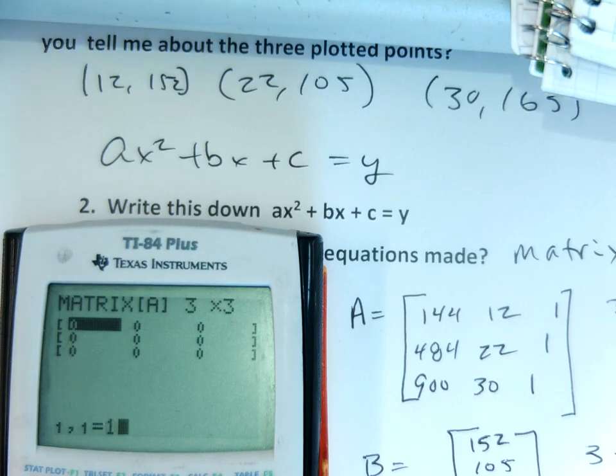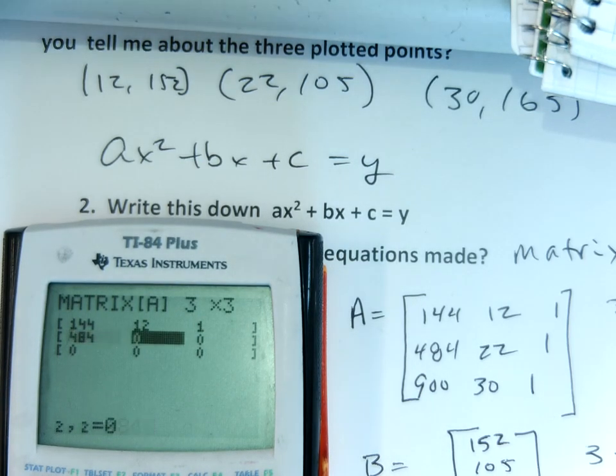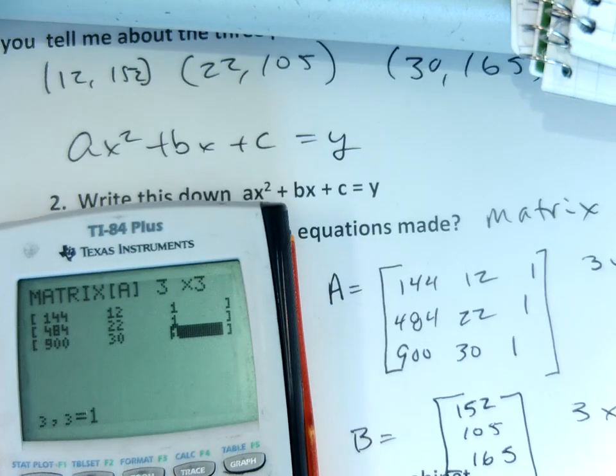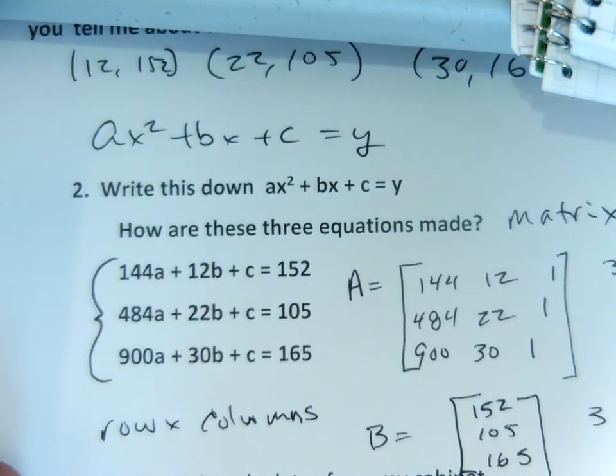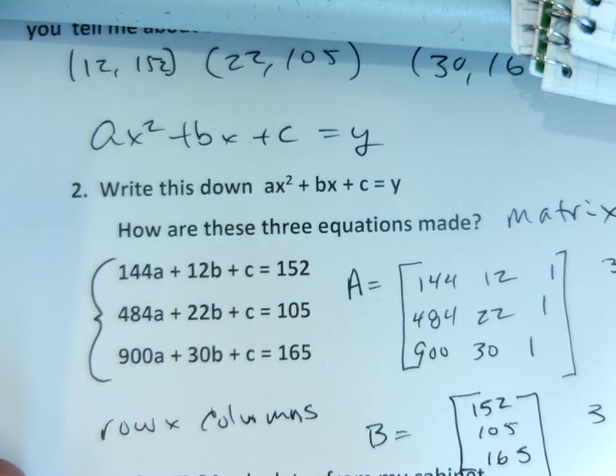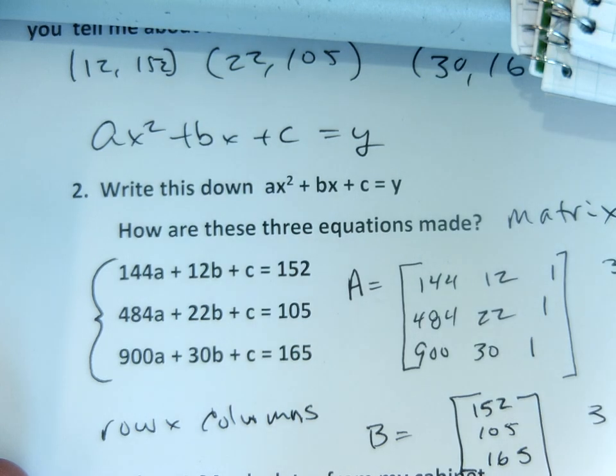So I'm just going to put in 144, enter, right? 12, enter. 1, enter. 484, enter. 22, enter. 1, enter. 900, enter. 30, enter. 1, enter. Okay, so I've created matrix A. Now, we need to create matrix B, correct? So I'm going to do this whole step again for matrix B. So again, step 2, we're going to type matrix again. We're going to edit, but this time we're going to edit B and push enter.